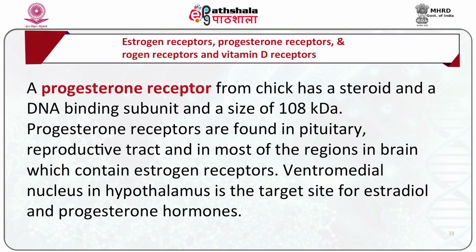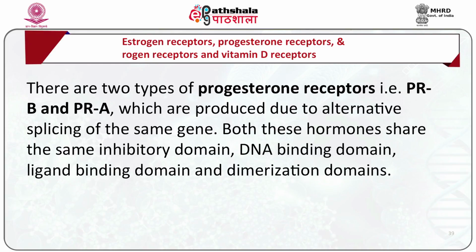A progesterone receptor from chick has a steroid and a DNA binding subunit and a size of 108 kilodalton. Progesterone receptors are found in pituitary, reproductive tract and in most of the regions in brain which contain estrogen receptors. However, they are also found in the cerebral cortex of rat which lacks estrogen receptors. Ventromedial nucleus in hypothalamus is the target site for estradiol and progesterone hormones. There are two types of progesterone receptors, PRB and PRA, which are produced due to the alternative splicing of the same gene.